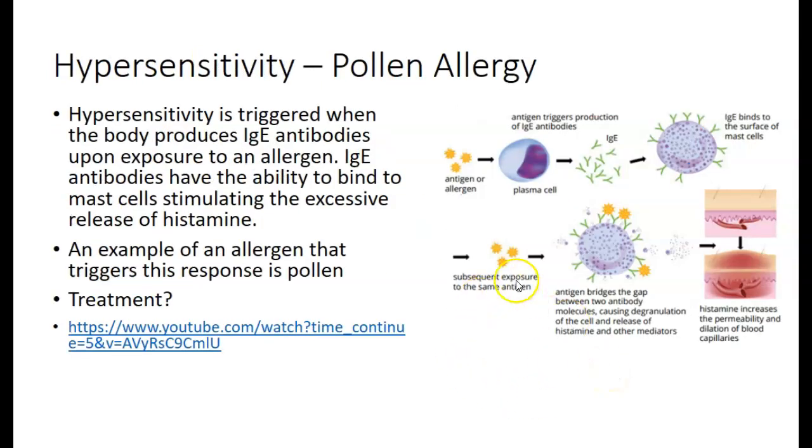Okay, and then our last disease of the immune system to cover is hypersensitivity. There's a lot more detail given in the textbook about different kinds of hypersensitivity. Definitely have a read through them. There's some textbook questions about them. I'm just going to talk to the basic idea of hypersensitivity and specifically what a pollen allergy would look like. So hypersensitivity is triggered when the body produces IgE antibodies upon exposure to an allergen.